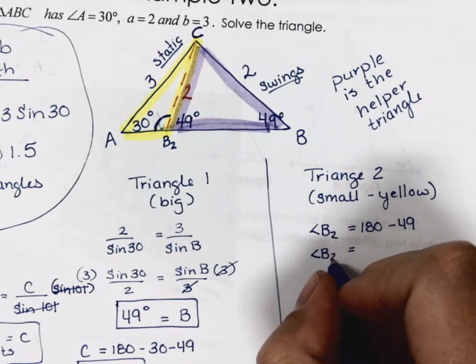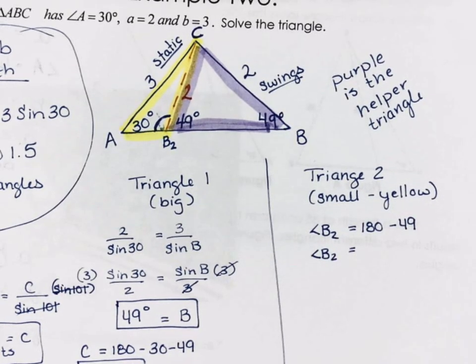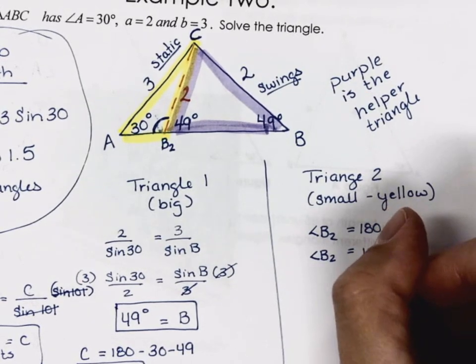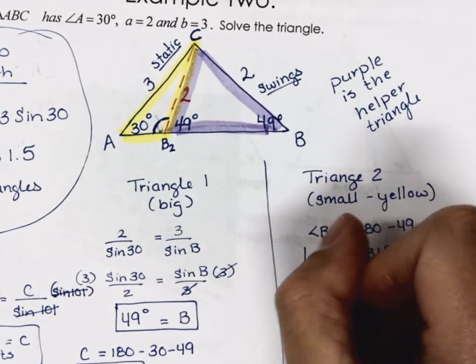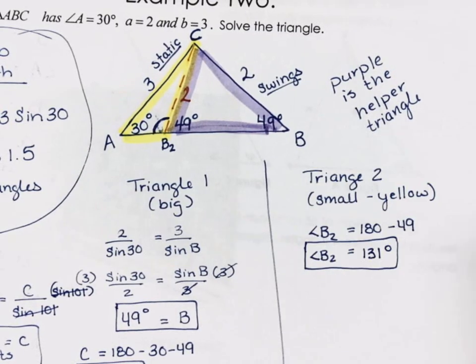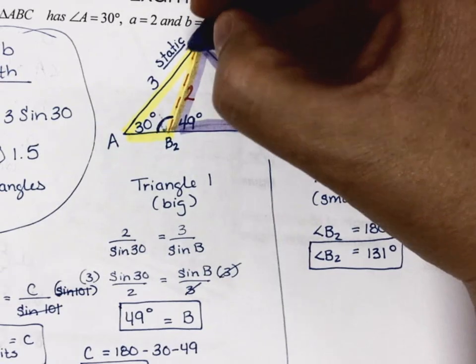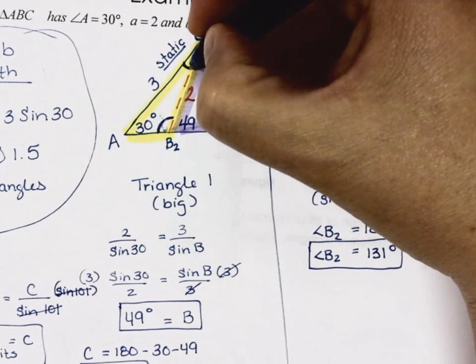Why do we call that B number 2, or B2? B2 because we're in the second triangle and we already solved for B. So I'm putting a subscript on it to say, hey, this is B, but it's a different B. So triangle 2 is kind of easy to find. There's not a lot of math. So if you know that B2 is 131, what do you know that C2 is?